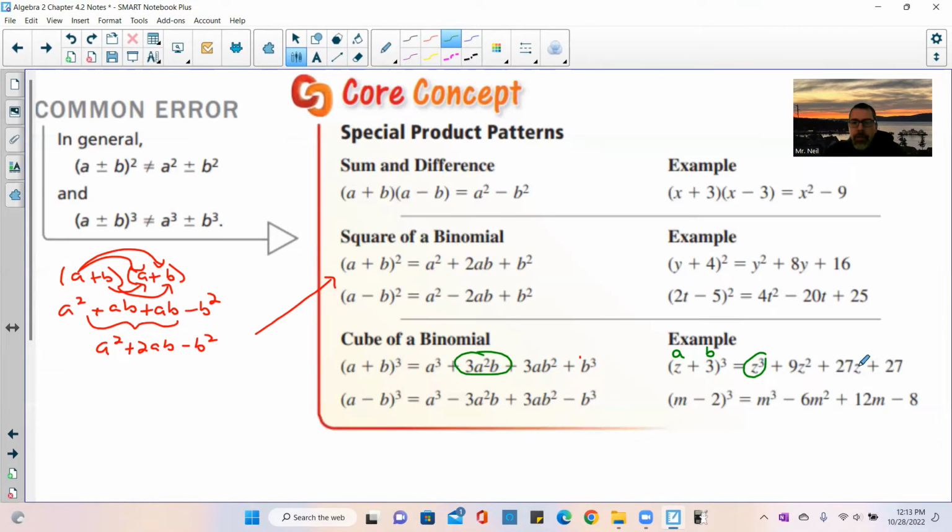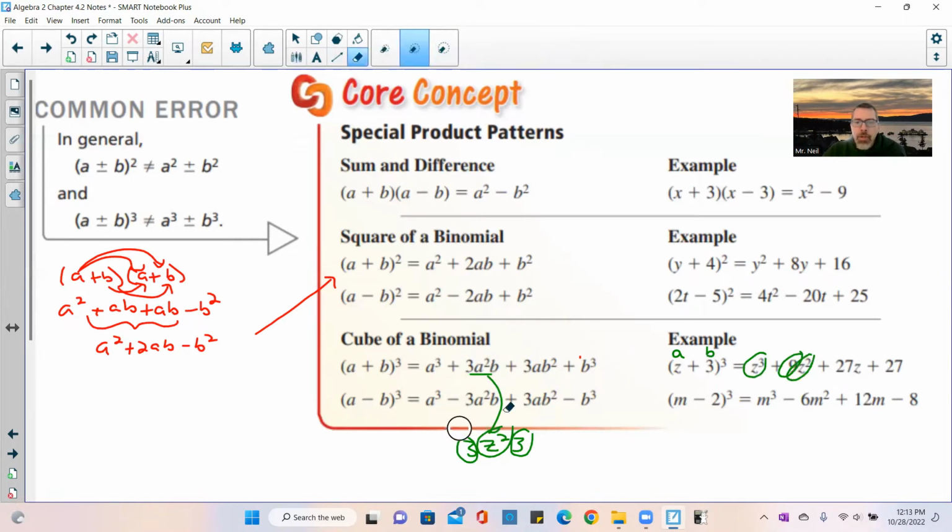Plus 27z, where does that come from? It's 3 times ab squared. Let me go back to this one. If this term is 3 and a is z squared and b is 3, then you get this 3 times 3, which equals 9, and then your z squared is right there.